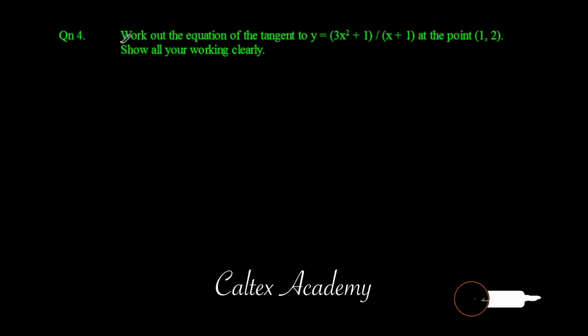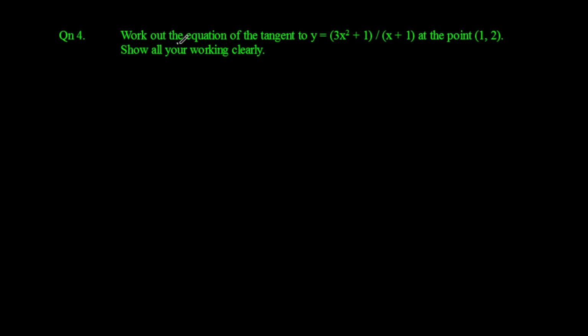In this video, we are looking at the last part of this series, and that is the quotient rule, and we have here question number 4. In case you haven't watched questions 1 to 3, please go ahead and watch them before we continue to this last part of the series. In this question, it says, work out the equation of the tangent to the curve y equals (3x squared plus 1) over (x plus 1) at the point (1, 2).